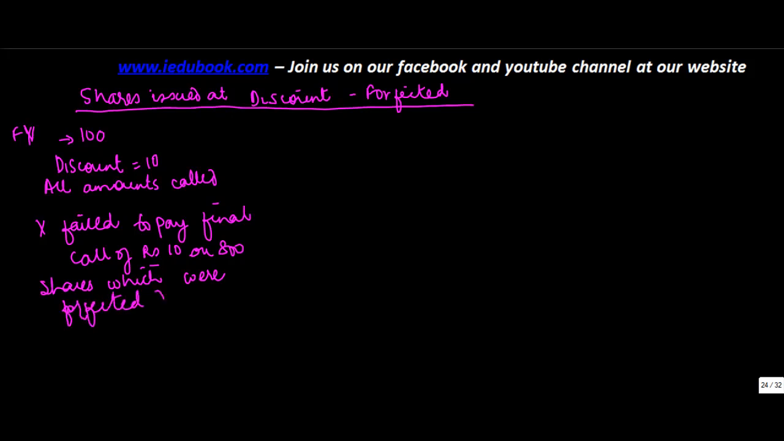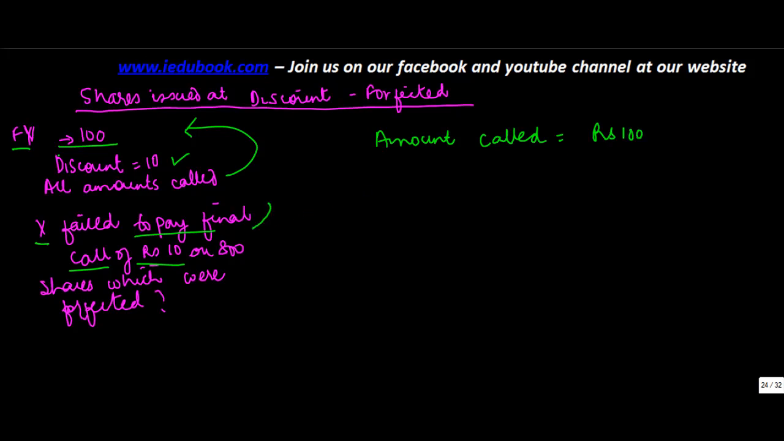Okay, so what happened here is, the question says that the face value of shares is 100, there was a discount of 10% on that, all amounts were called, which means that the entire 100 rupees has been called by the company. X, who is one of the shareholders, failed to pay final call of rupees 10. So if he's failed to pay the final call of rupees 10, then basically the amount called is equal to rupees 100. He did not pay the final call of rupees 10, so final call account is 10 rupees.